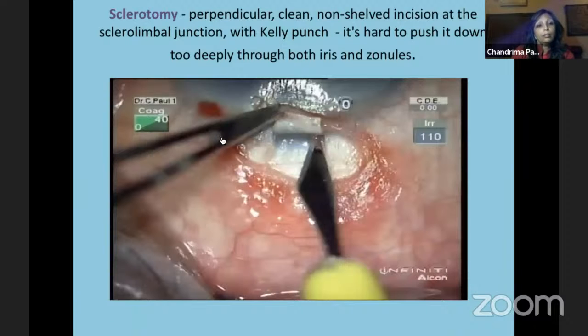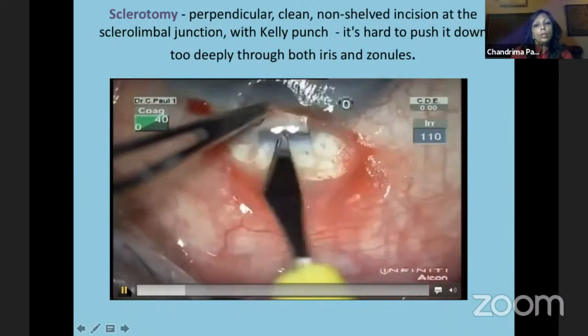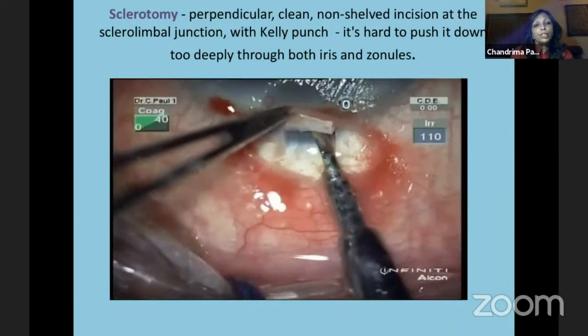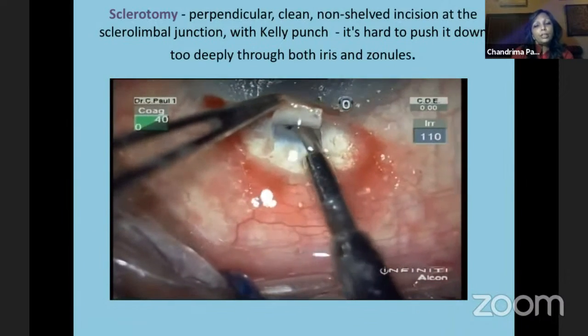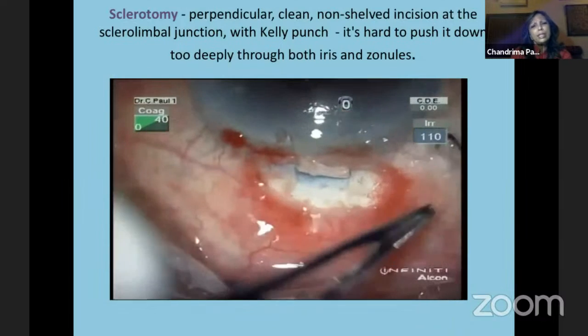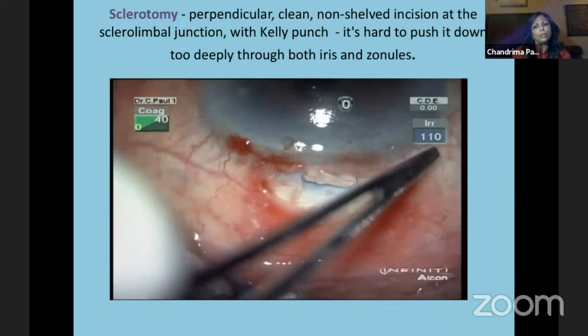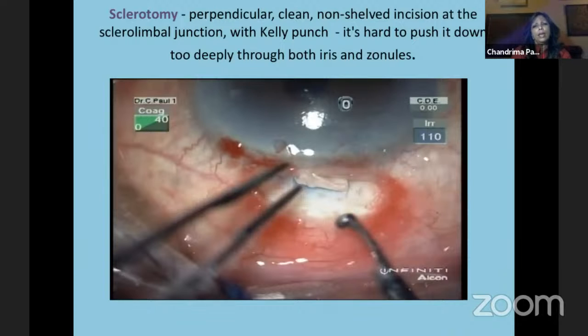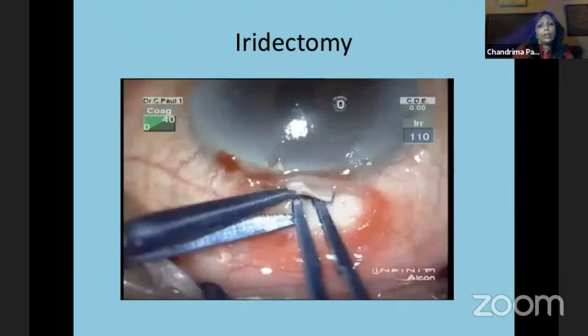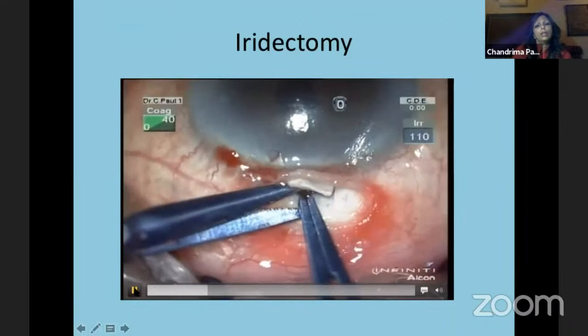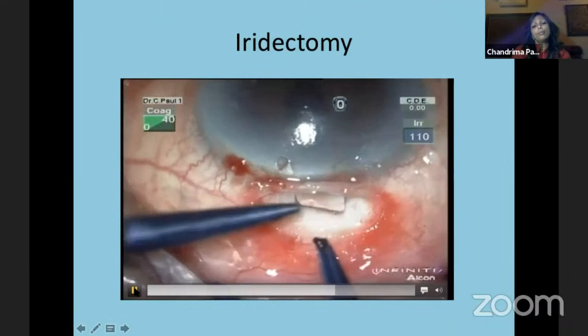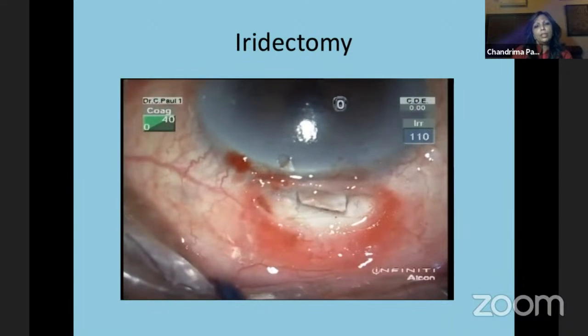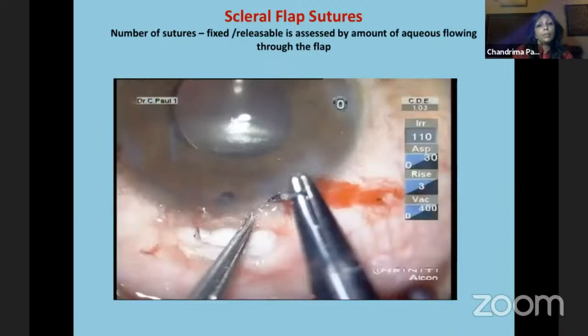Next we have the punching of the ostium. That's a non-shelved incision at the sclerolimbal junction, and I generally punch it out with the Kelly's punch, or I sometimes also just use the Vannas scissors. And iridectomy has to be done, and done well, not partial but complete iridectomy, generally done with the scissors parallel to the iris plane.